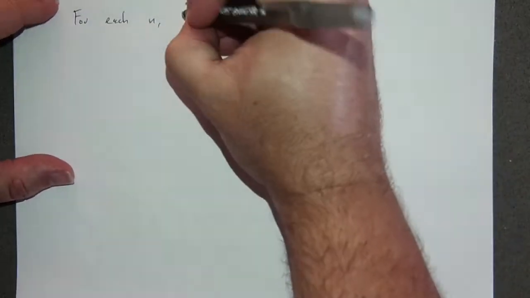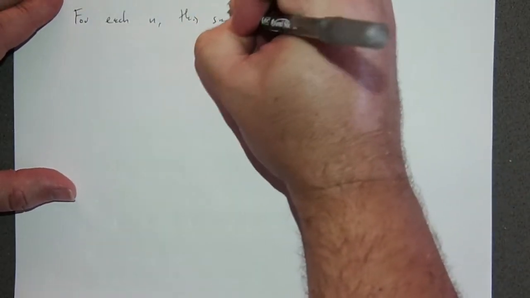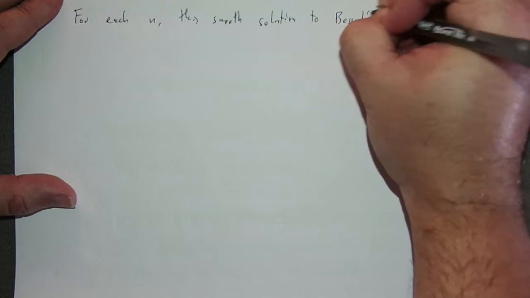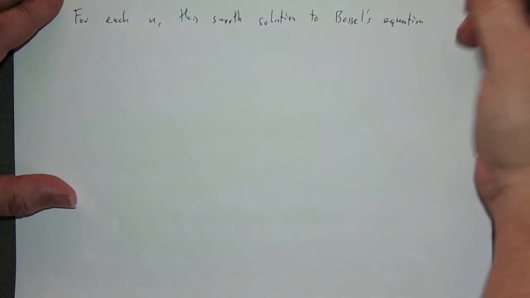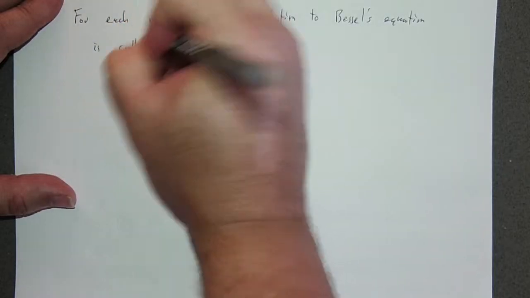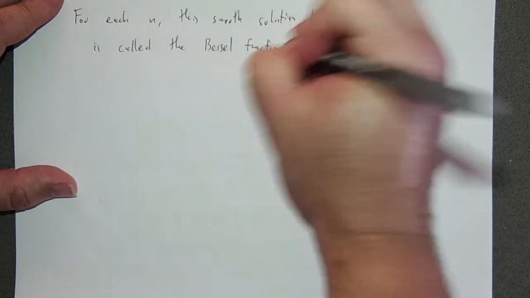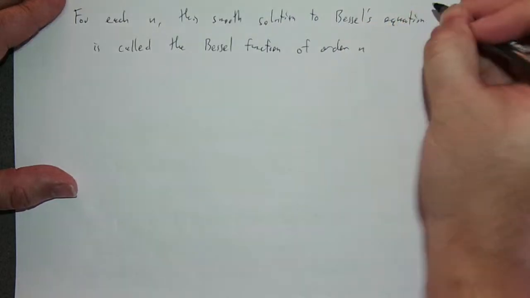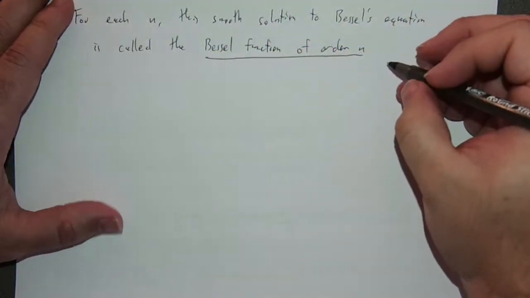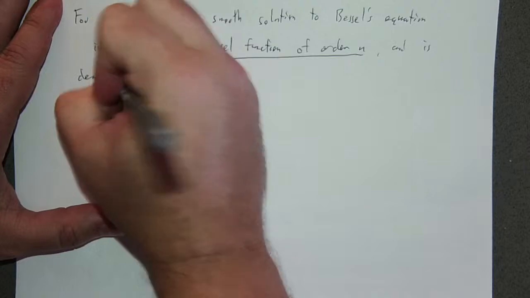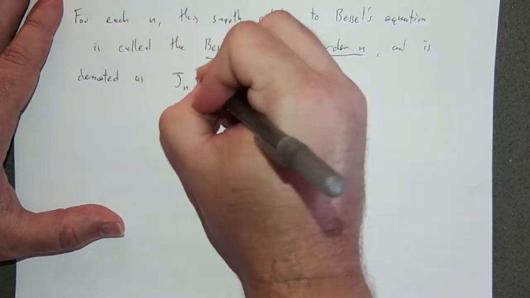So for each n, this smooth solution to Bessel's equation is called the Bessel function of order n, and is denoted as J sub n of rho.